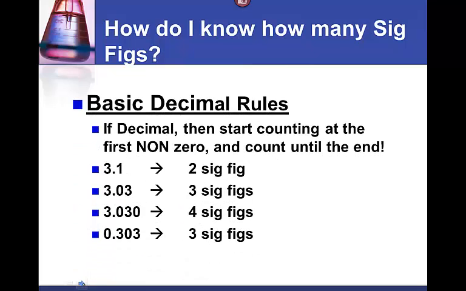If there is a decimal, then start counting at the first non-zero and count until the end. So 3.1, 2 sig figs. 3.03, 3 sig figs. 3.030, 4 sig figs, because we know not to the tenths, not to the hundredths, but we are clear to the thousandths place. And then 0.303, that's not significant. These three are.